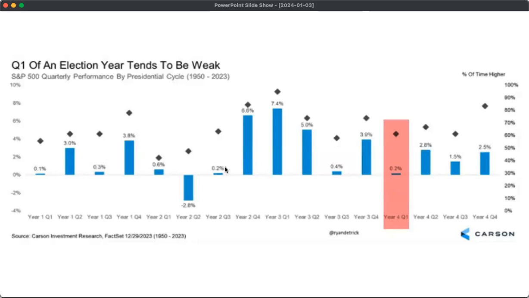And then Ryan Dietrich of Carson Group put this on X a few days ago, talking about also that we are in an election year, and within election years, the first quarter tends to be weak as well. So it all kind of goes together from a seasonality perspective. And all those, of course, are concerns that we could get a pullback greater than we had before.